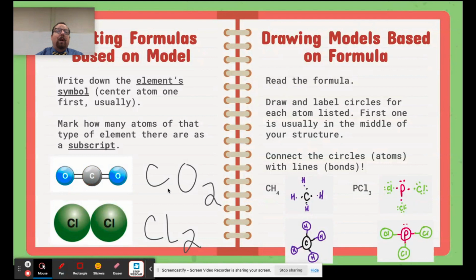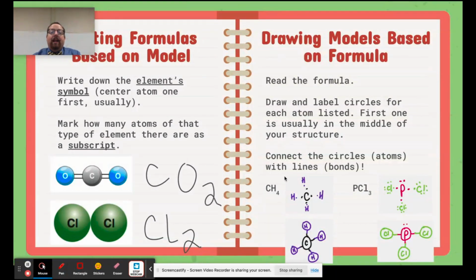We don't always write ones, so C is just C here for the formula, but there are 2 oxygens, so it's O2. So the whole formula for this molecule is CO2. Chlorine, there's 2 chlorine atoms, so it's just Cl2. These little numbers that are just to the right of the symbol that they go with are called subscripts, and they tell us how many atoms of each element there is.